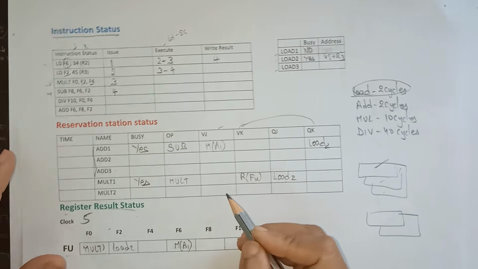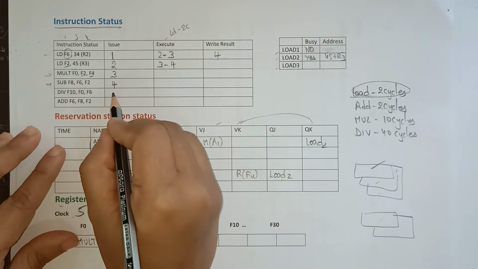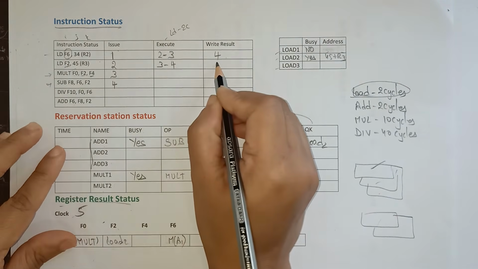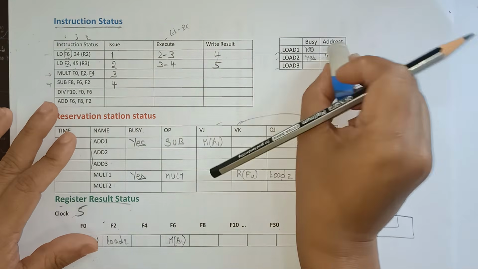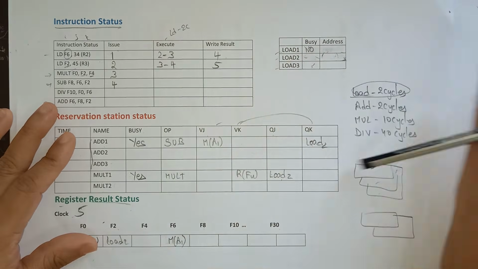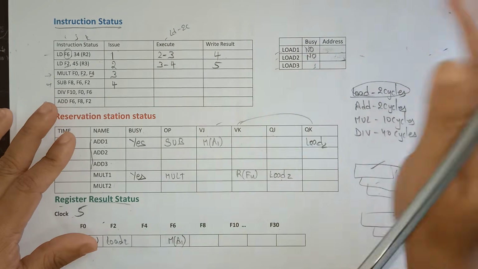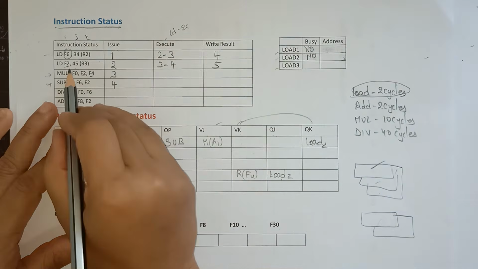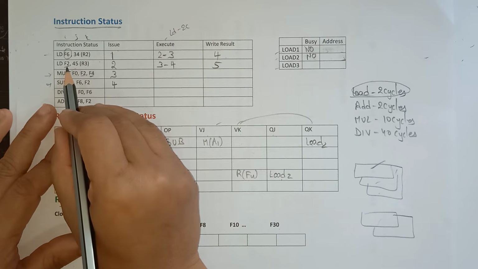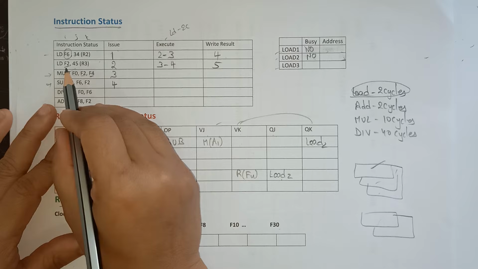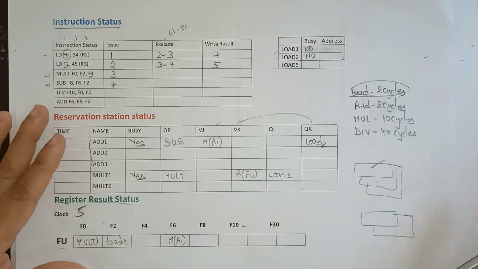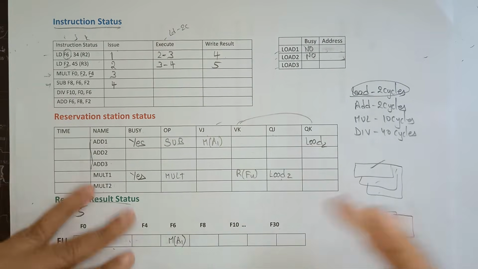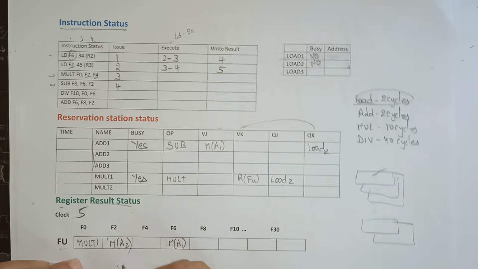What is happening in the fifth clock cycle? In the fifth clock cycle, first this load is completed its execution. Whenever it completes its execution, erase it. And this Load 2 is not busy. That means F2 is holding the value. So now here you have to write that F2 is holding the value. What value is it holding? Remove the Load 2 and write memory of A2.